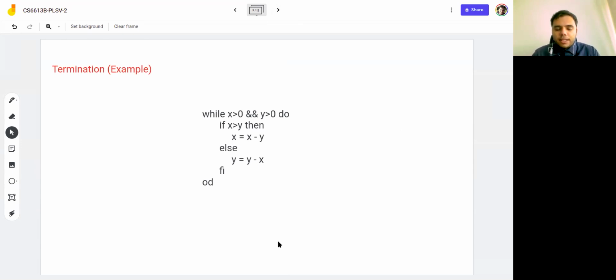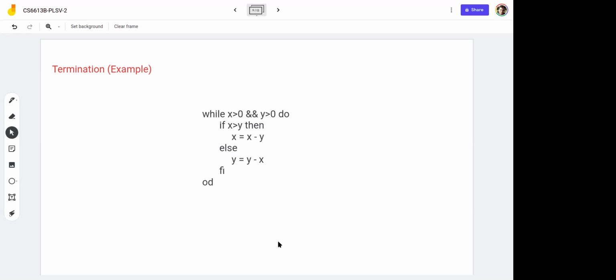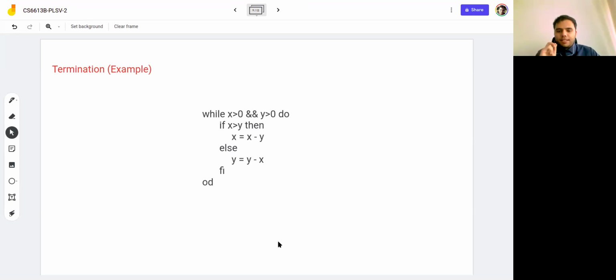Okay, so just looking at this program, can you give me an informal argument why it terminates? X and Y have a lower bound in the execution of the loop, but X and Y also decrease in each iteration, so it is monotonic. So the loop must terminate. Right, that's exactly correct.